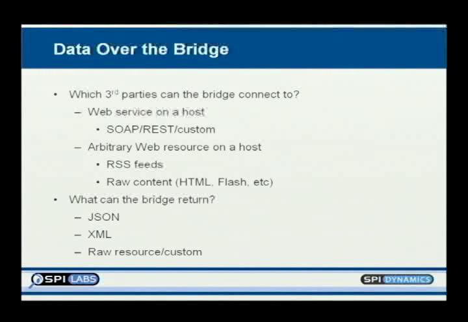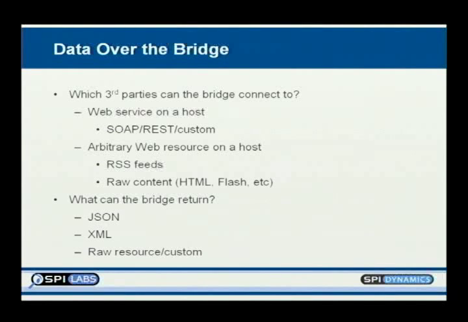So data over the bridge. Well, what third-party services can this bridge talk to on behalf of the web service? Well, I can go contact a web service running on any host and talk SOAP to it, REST, maybe some type of custom XML protocol. I could just go connect to some arbitrary resource. I could have a web service on billysbooks.com which pulls up arbitrary things from Flickr, or goes and pulls the very first image off Google Images and pulls that back down.